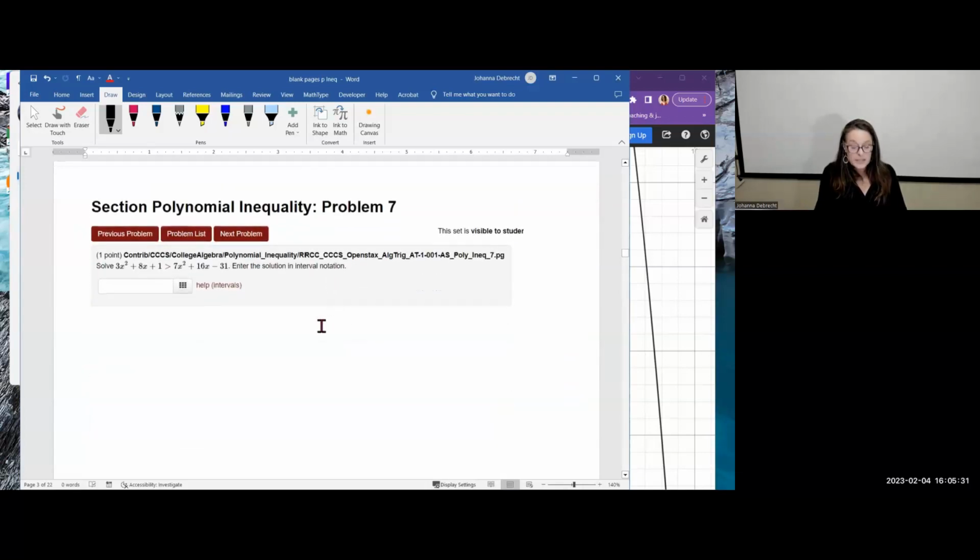This next example is again going to be a parabola and a parabola. So we have a parabola on the left greater than the parabola on the right. Pause the video, work it out, and then we'll compare our solutions.